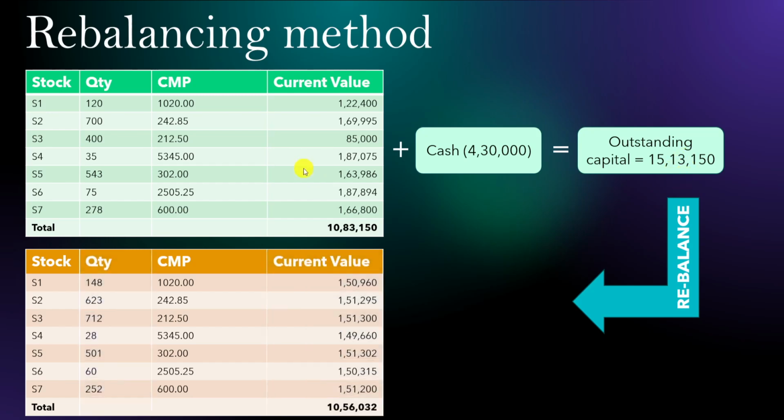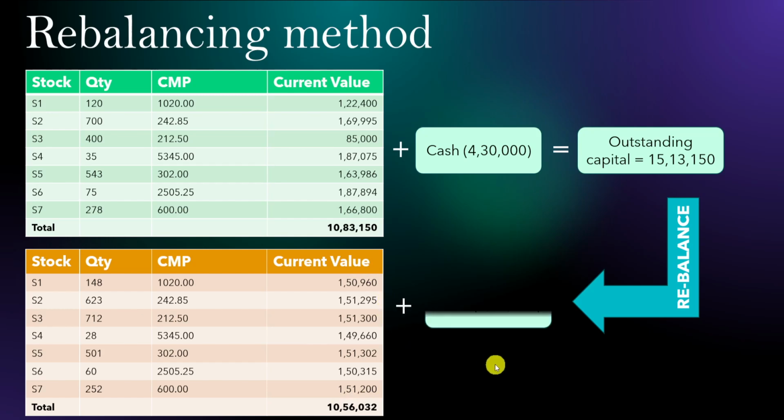Depending on that, let's apply here. So how does it look? See, we need to buy 148 quantity of S1 and 623 quantity of S2, and look at the value. More or less the same value for each stock after rebalancing. Earlier we had, let's say, S1 120 quantity, now it's 148. And in case of S2, 700 quantity becomes 623. S3, 400 quantity earlier, now 712 quantity. Earlier it had a value of 85,000, now it has a value of 1,51,000 after rebalancing. This way, we rebalance the portfolio to make sure each stock in our portfolio has the same value at the end of the year.